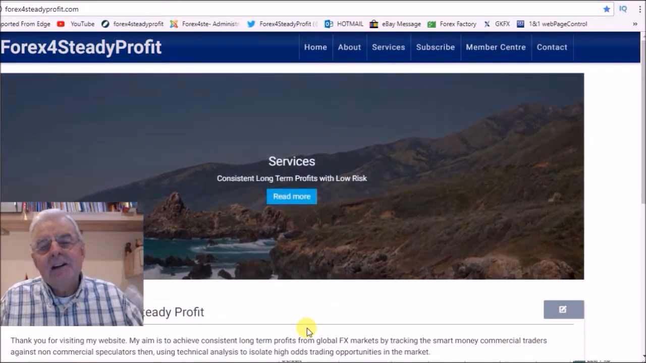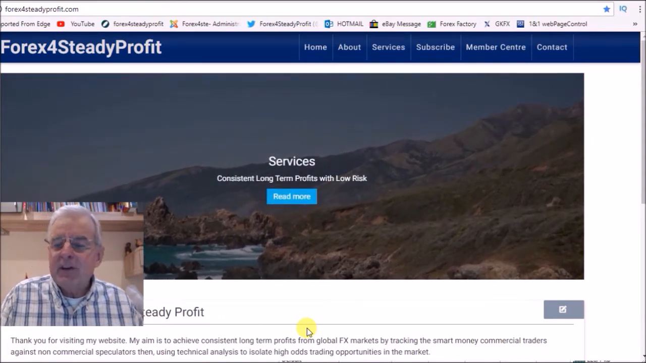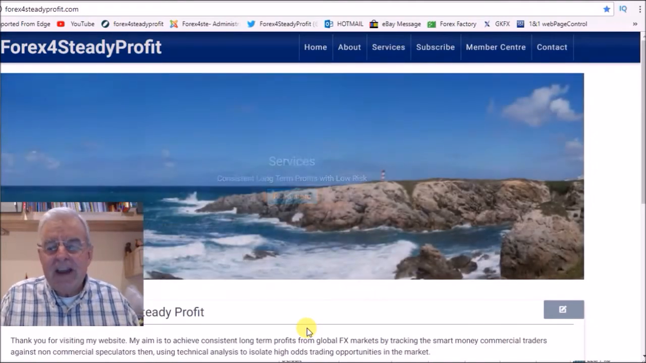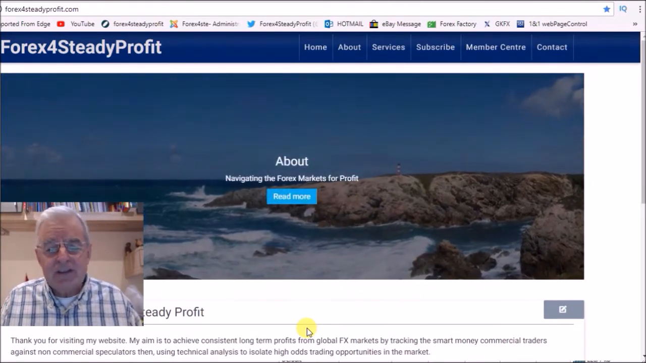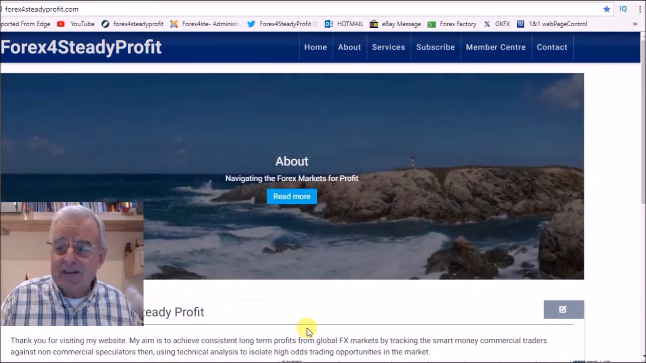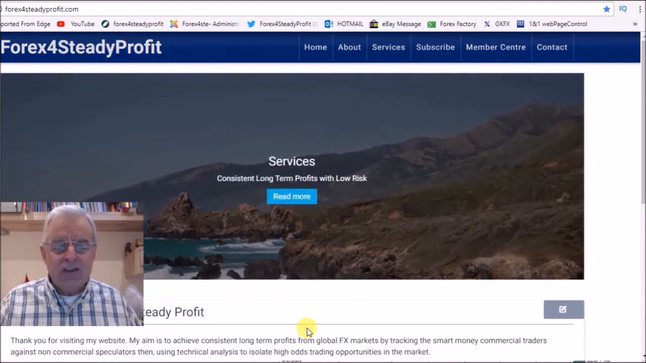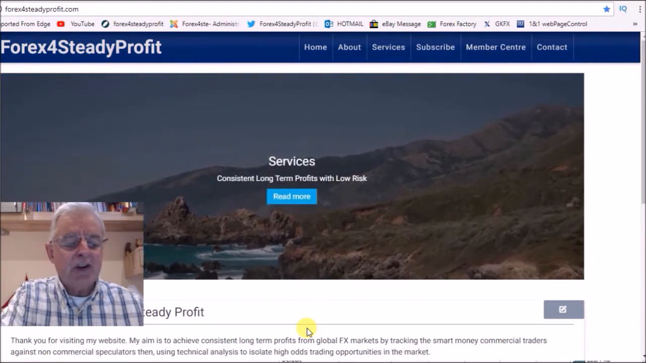forexforsteadyprofit.com. I've been asked by Felicity, one of my subscribers, to explain the ratios and also the divergence on the commitment of traders. So I'll go ahead and get that sorted. Just have a look at the commitment of traders chart.